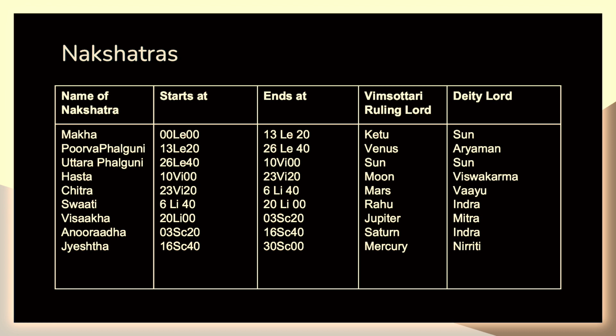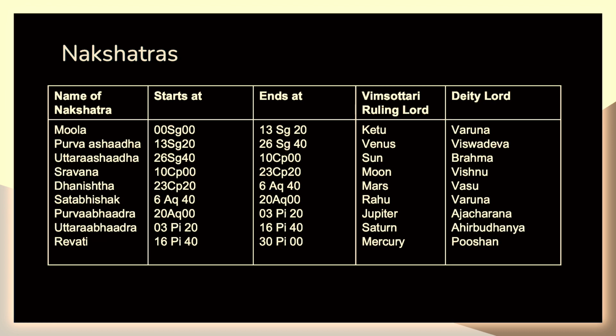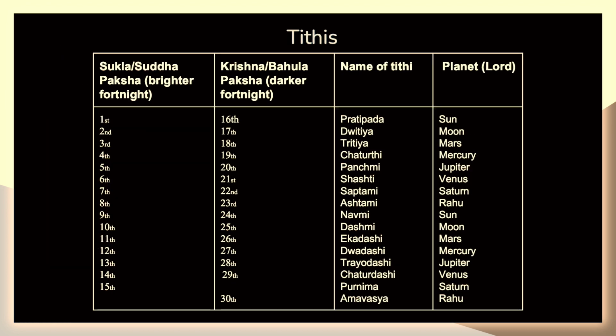So the next limb is Tithi. Tithi is a very interesting concept as well. So how do we get the Tithis? In the Tithis we have 2 halves. One is Shukla Paksha, another is Krishna Paksha. Shukla Paksha is the brighter fortnight.